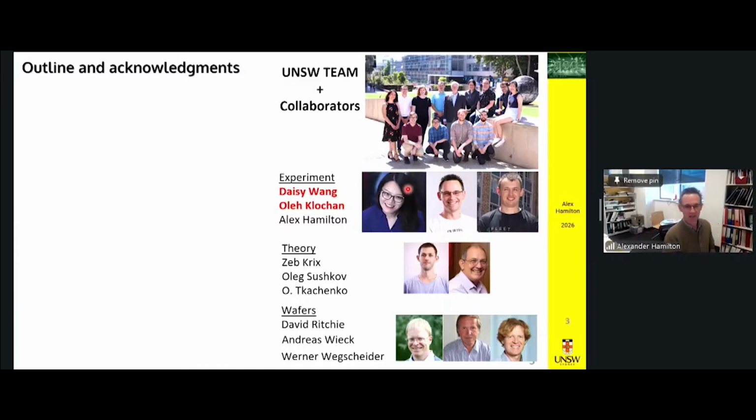And none of this is possible without the high-quality crystals that make all of this fundamental science possible. So crystal growth is absolutely everything. And we're very grateful to Dave Ritchie's group at the University of Cambridge, Andreas Wieck's group at Ruhr Universität Bochum, and Werner Wegscheider's group in Switzerland for material.